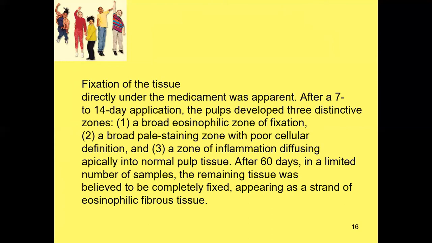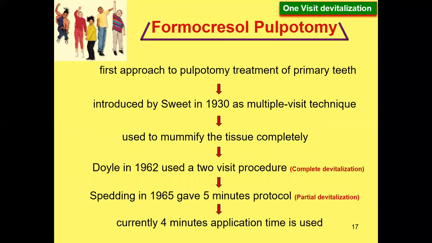Then after 60 days, it is limited to a number of samples, and the remaining tissue was believed to be completely fixed, appearing as a strand of eosinophilic fibrous tissue. So after 60 days, the entire pulpal tissue will be fixed, and histologically it will appear as a strand of eosinophilic fibrous tissue.